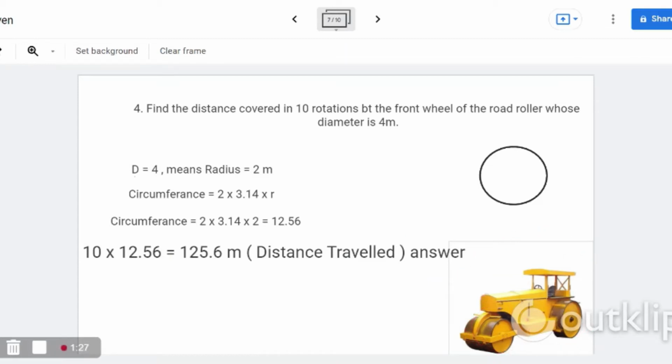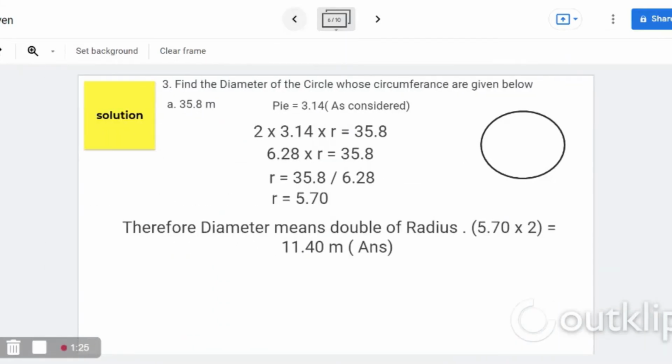Okay, now coming back to question number 3. In question number 3, they have asked us to find the diameter. Diameter means the distance from this side of the circle to this, the entire line. But the circumference is given, how much it moves one time. The value of pi is given as 3.14 and the circumference is given as 35.8. So I write 2 into pi into r equals 35.8. Since I don't know r, 2 into pi, which is 2 into 3.14, is 6.28, into r equals 35.8.